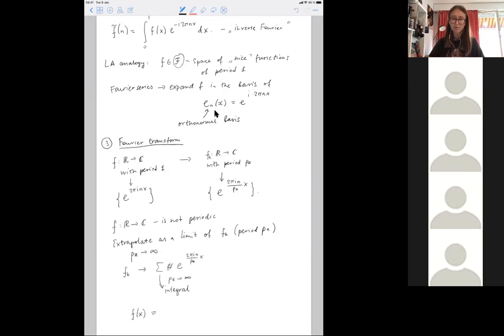And hence we can just represent f of x as an integral over R of f tilde of psi e to the power i 2 pi psi x d psi. And again, as in the Fourier series, we have the question: how do we find this function f tilde of psi given the function f? Yeah, so this process is called the Fourier transform.